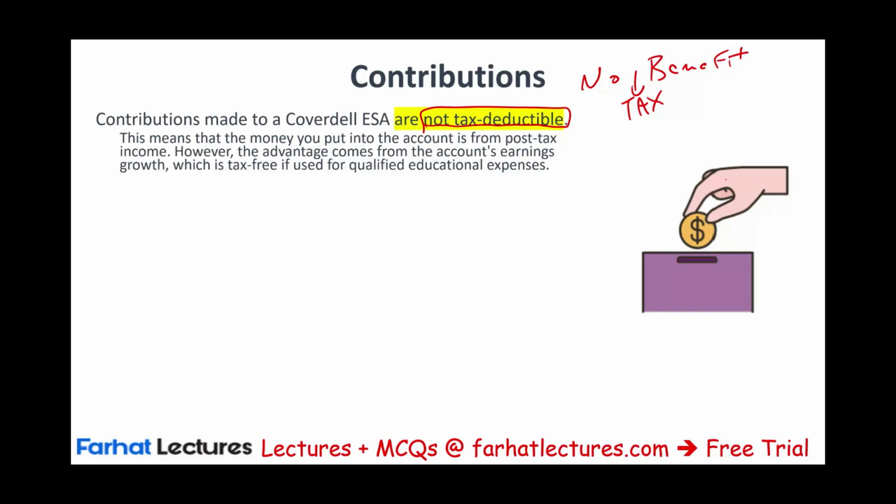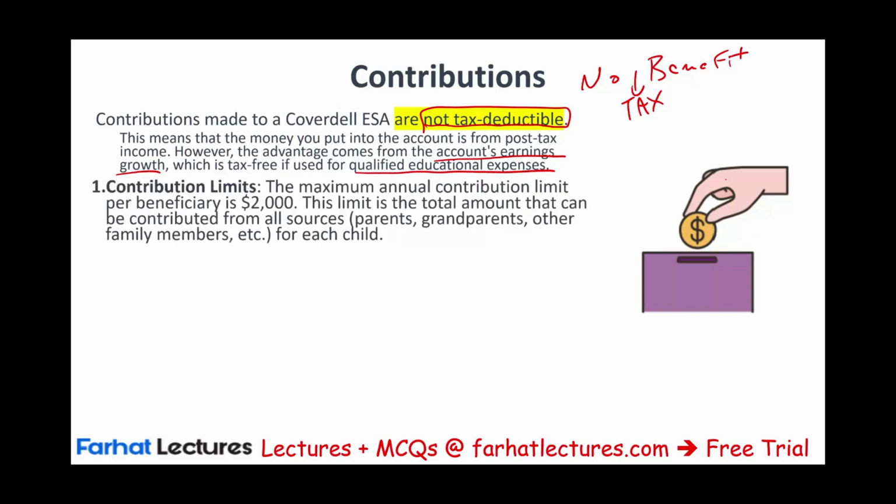What is the advantage then? The advantage is this money will earn income, will earn profit tax-free. The account grows tax-free as long as what? As long as you use it for qualified educational expenses. Now bear in mind, the government is generous to a point. How much can you contribute? Well, you can contribute $2,000 for one person. So each individual can have a $2,000 account that you can contribute to, but that's the maximum.